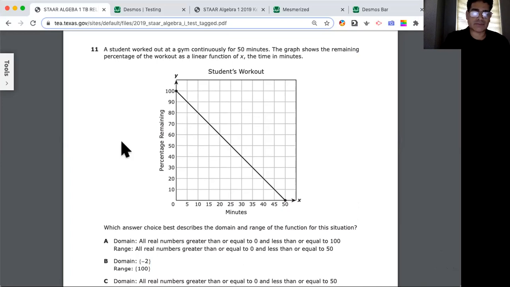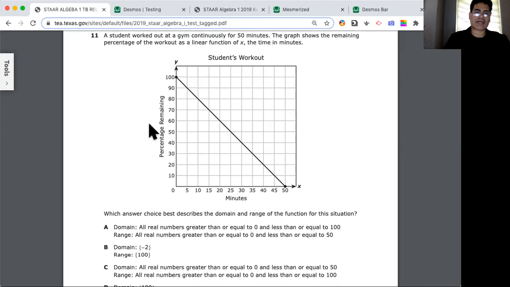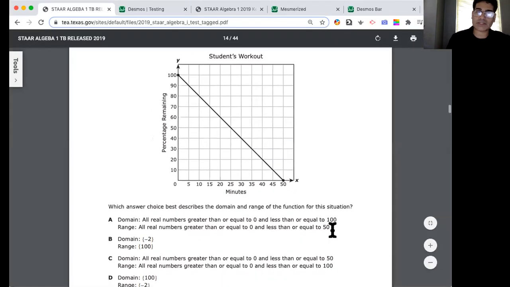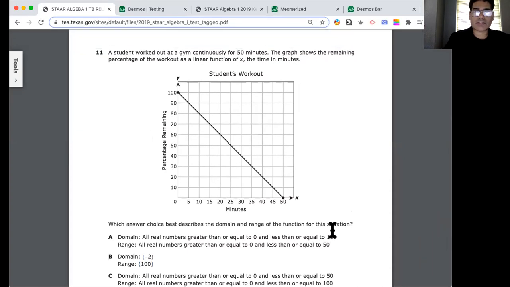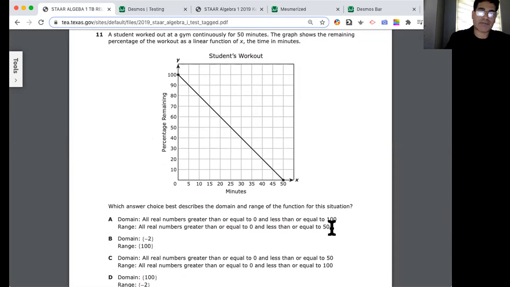Or a competing calculator. Now, in this case, I see one here for which the calculator probably will not help you. It requires you to read the question, determine what is being asked, and draw conclusions about what the question is asking. A student worked out at a gym continuously for 50 minutes. The graph shows the remaining percentage of the workout as a linear function of x, time in minutes.